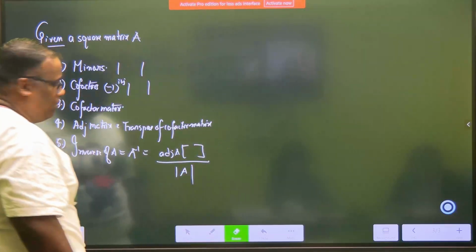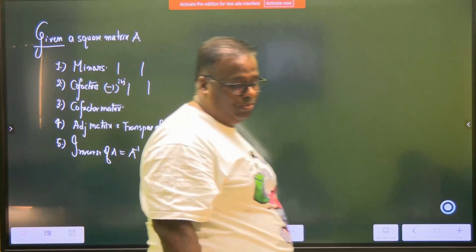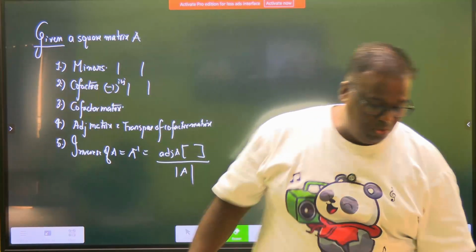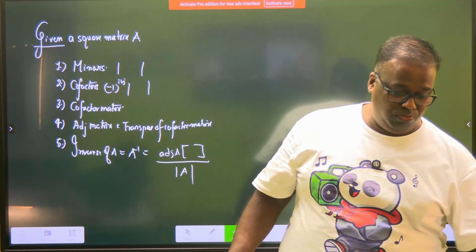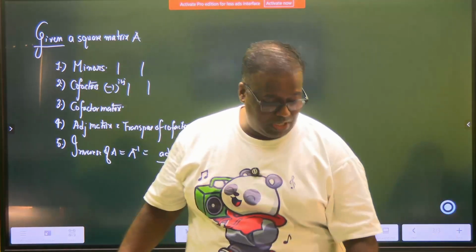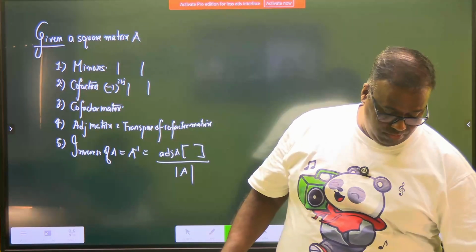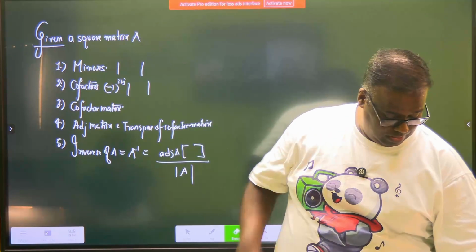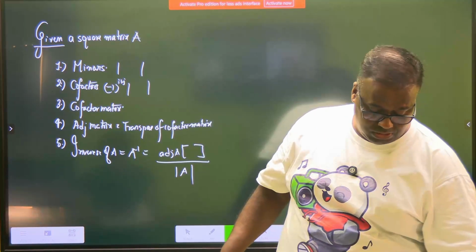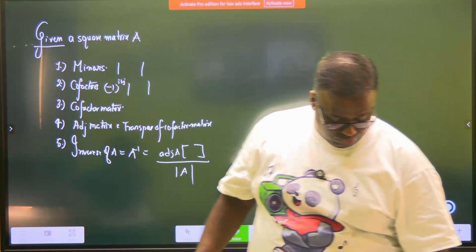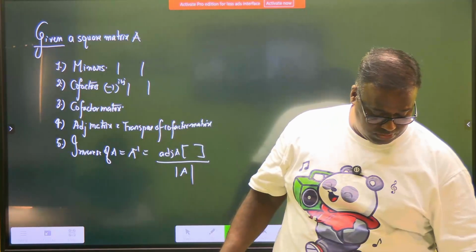Just write these steps, because this is what we will be needing now. You need to know the cofactor matrix. Once you have the cofactor, you transpose it, you get the adjoint. Adjoint divided by the determinant value will be known as the inverse of the matrix.